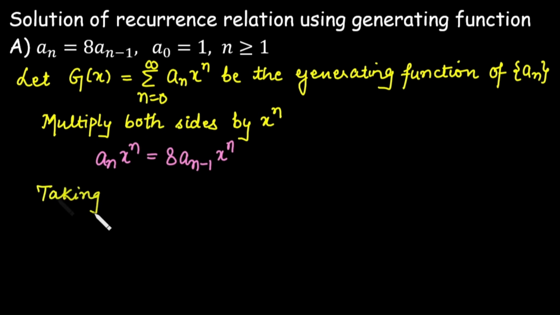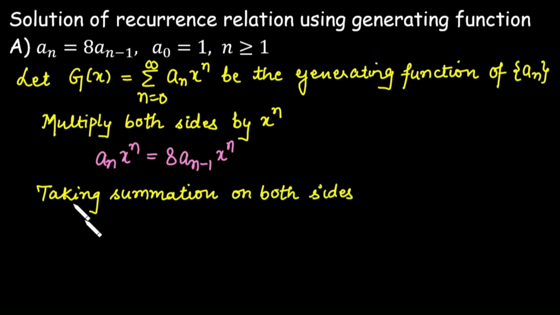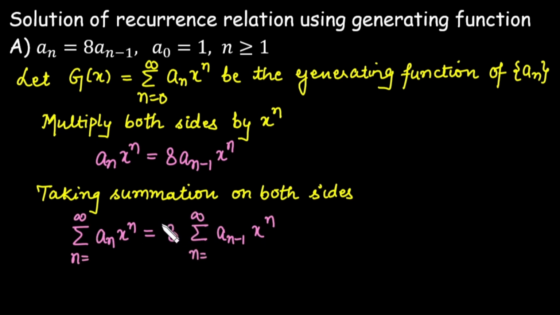So taking summation on both sides, we will get in this case summation of a_n x^n is equal to 8 times summation a_(n-1) x^n. Here we will start the index till infinity, and here we have taken 8 outside because it is not depending upon the index n.